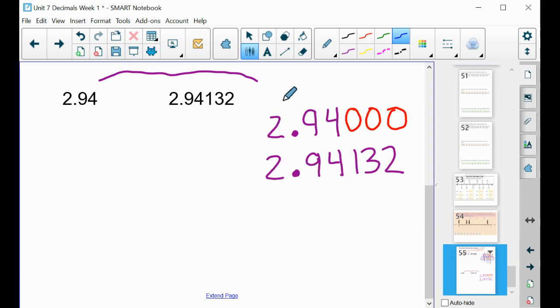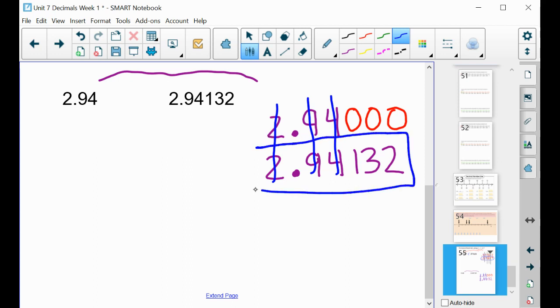So now we're going to start comparing. Instead of the tenths, our whole number is the biggest. We can't compare there. We can't compare 9 tenths because they're the same. We can't compare 4 hundredths because they're the same. But right here, do you see how we have thousandths? We have 1 thousandth and 0 thousandths. One is greater than 0. So now I'm going to box in or circle that number, and that's the number my alligator is going to eat.